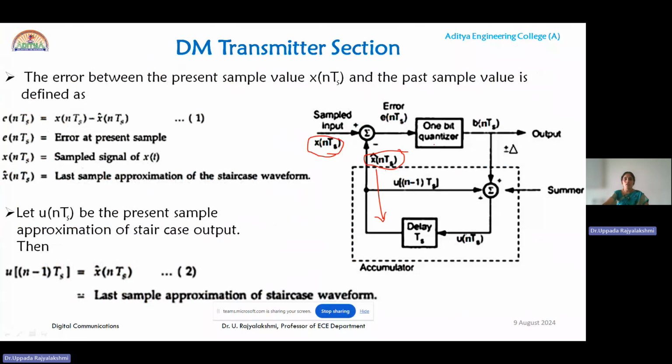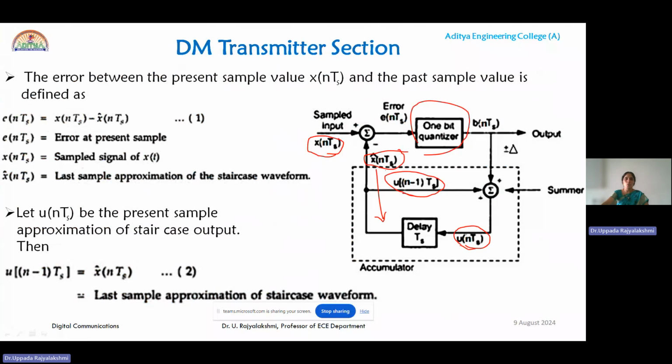If the error is positive, as we already discussed, the 1 bit quantizer will raise the magnitude by plus delta. And this plus delta is added with the past staircase waveform u of (n-1)Ts to produce the present sample version of the staircase waveform, that is u of nTs. For example, if x of nTs is less than x cap of nTs, then the error is negative. Then the quantizer output is reduced by a factor of delta. Then u of (n-1)Ts minus delta is our u of nTs.